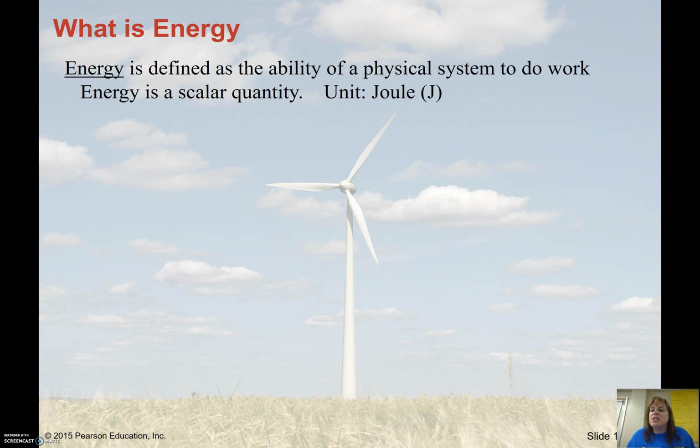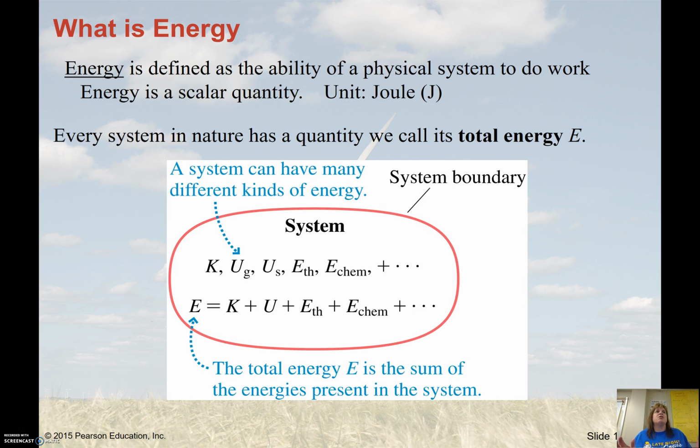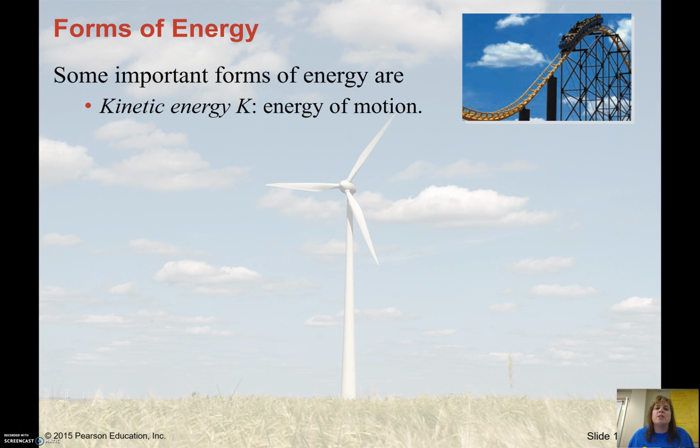The unit of energy is a joule, named after James Joule. It's symbolized with a capital J. Now, every system in nature has a total energy, and that's the sum of all the energies. There are all sorts of types of energies. There's kinetic, which is the energy of motion. There's gravitational potential, or spring, or thermal, or chemical energy. We're going to talk very briefly about them now. In class, I'm going to go into a little more detail.